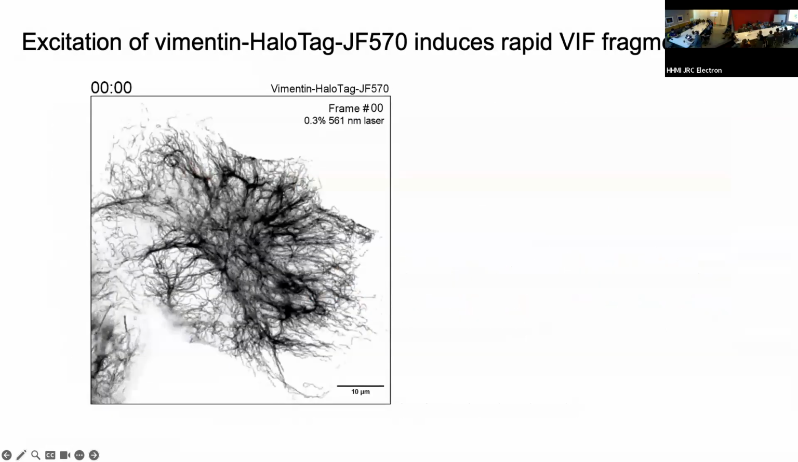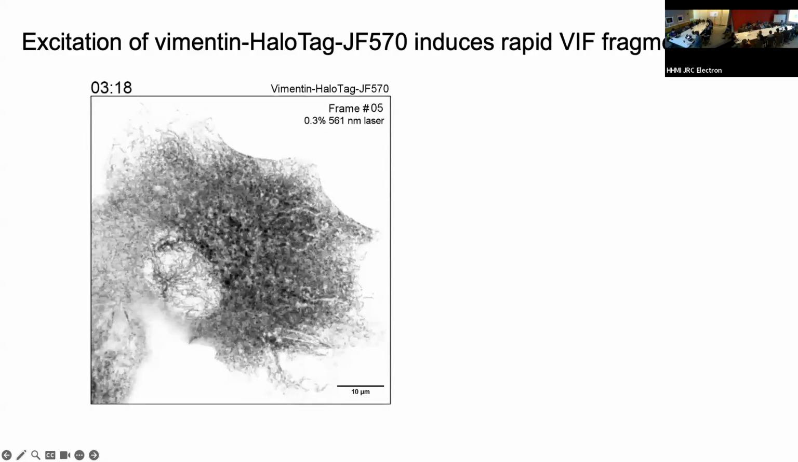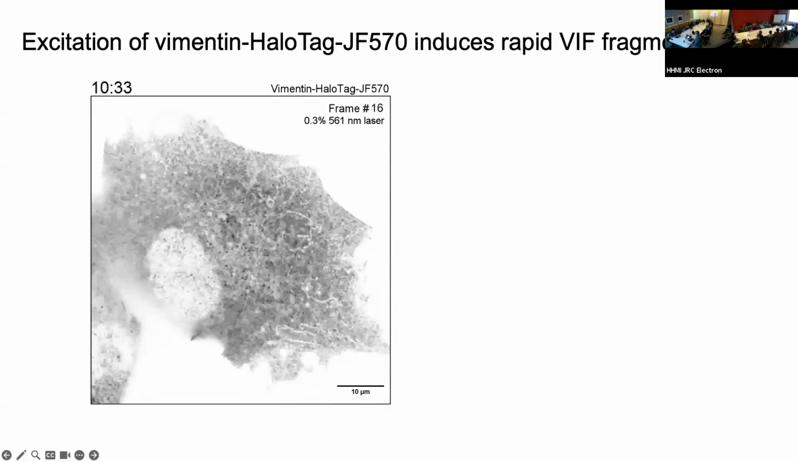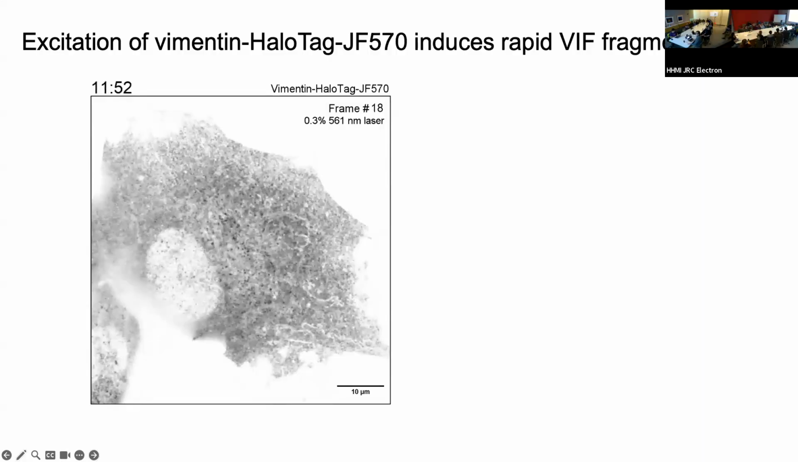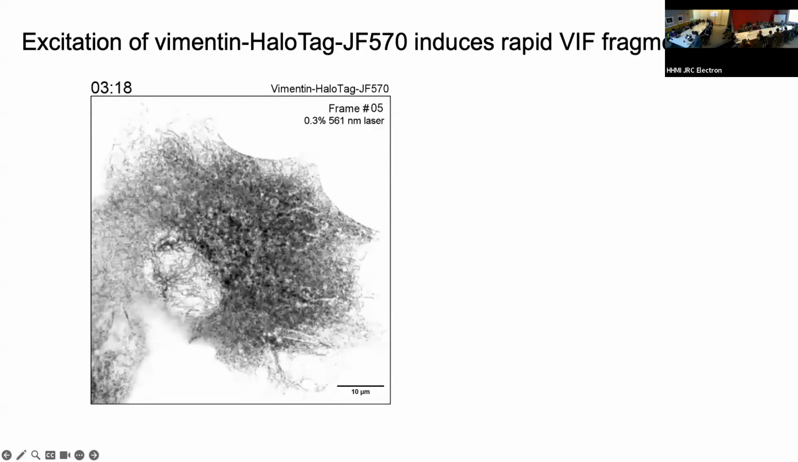And yes, I wouldn't be here talking about it if not, but here's a COS7 cell that we labeled with JF570. In the first frame, we can see, this is the first time that we have exposed the cell to light, which is very important. We see a very nice, well-integrated network where the vimentin density is a little bit more pronounced in the perinuclear region. And as you go into the periphery of the cell, it gets a little bit more sparse. As we begin to image, we see within about 8 frames, the complete disintegration or solubilization of this network. So I'll play that a couple times.